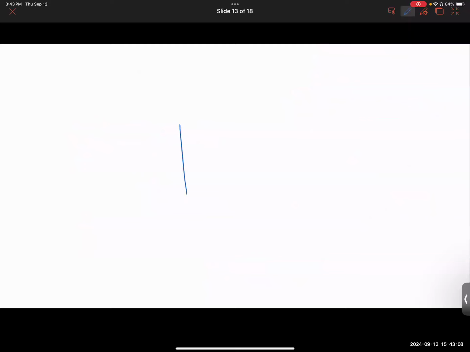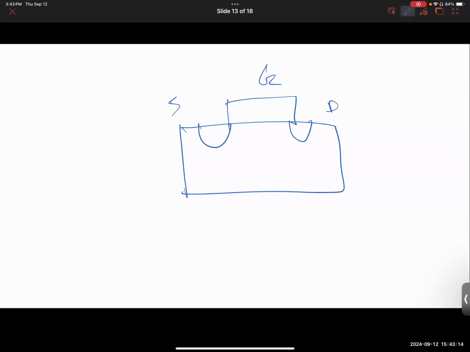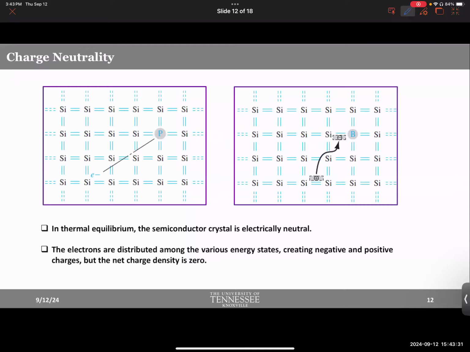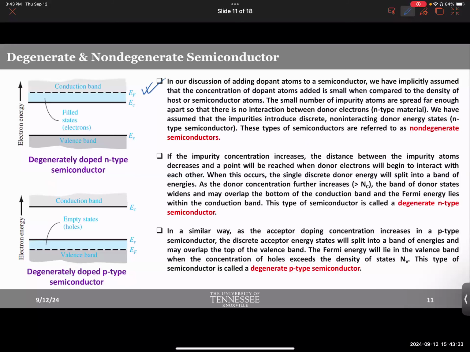Just to give you a realistic example, the MOSFET device that we talked about and will read about has source, drain and gate terminals. Source and drain terminals are N plus because they are heavily doped. You'll see that soon and you'll understand the reason why they are heavily doped. But the other region is not so heavily doped, so we just use P. We don't use P plus there. Remember that. Anyways, so now you understand what is degenerate and non-degenerate.